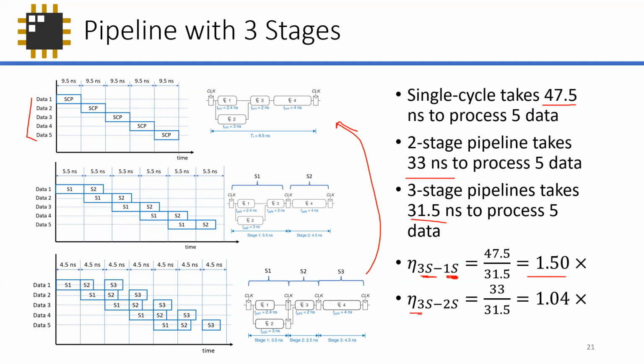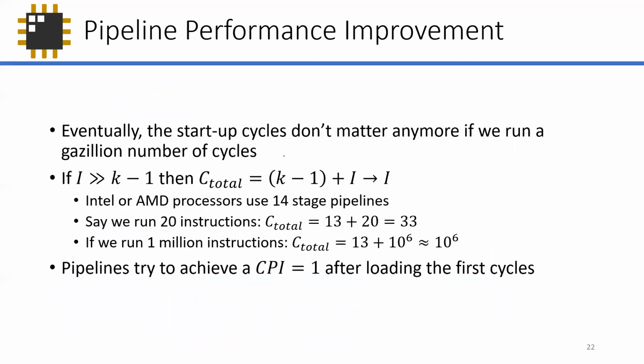But if you compare the 3-stage pipeline to the 2-stage pipeline, you'd still get a speedup, but only about a 4% increase. That's not so convincing, but it's still a speedup, right? Now here's the thing.